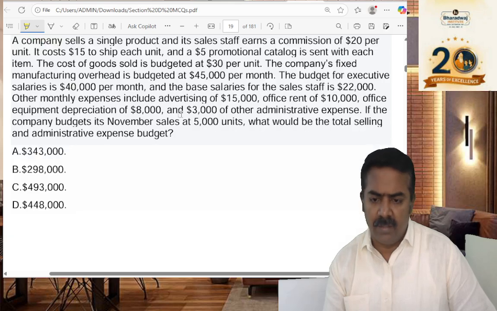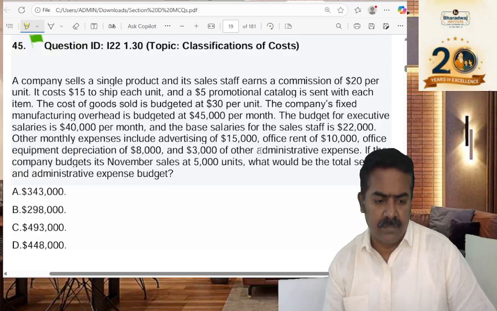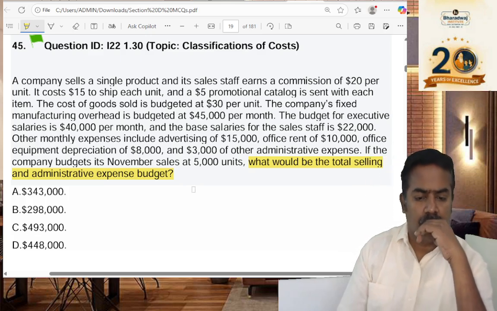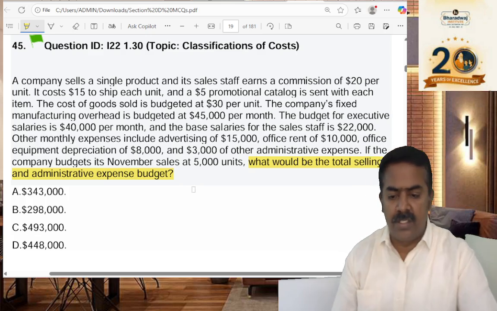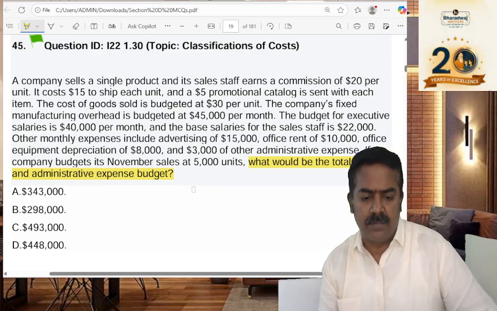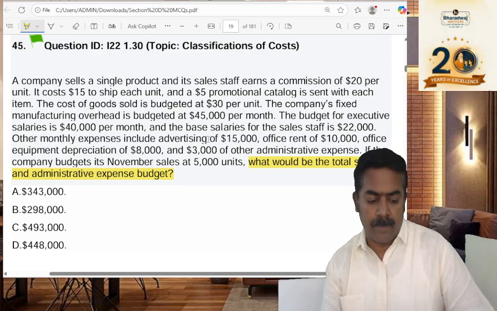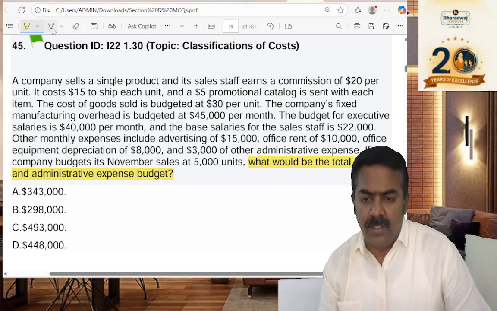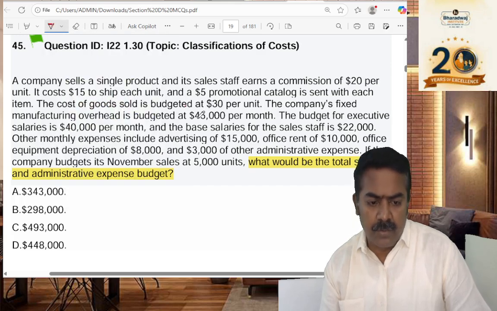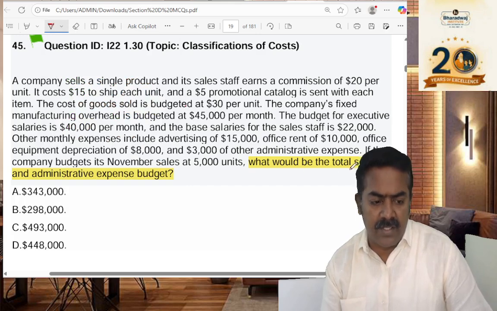Okay, local. Read this. What will be the total selling and administrative expense budget? Total selling and administrative expenses budget. What and all will come in fixed overheads? Factory should not be taken. They ask you to find out only selling and administrative. So we should not consider this.